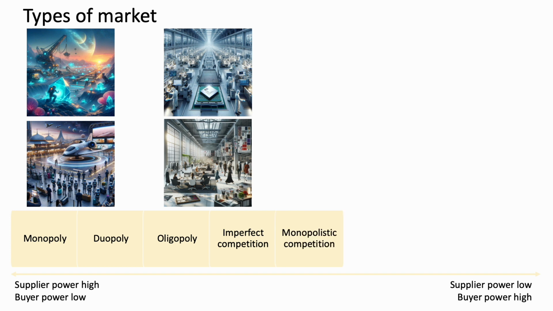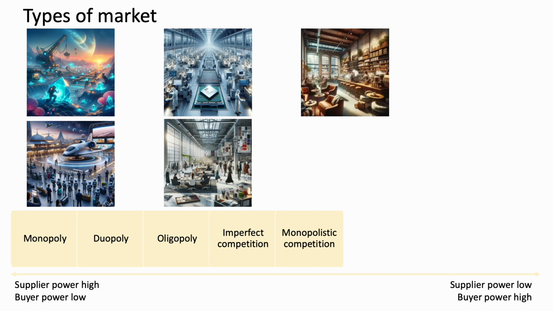Monopolistic competition. In this market, many companies sell products that are similar but not perfect substitutes. A typical example could be the coffee shop market, where each cafe offers a similar product, coffee, but differentiates itself through branding, flavors, and ambiance.